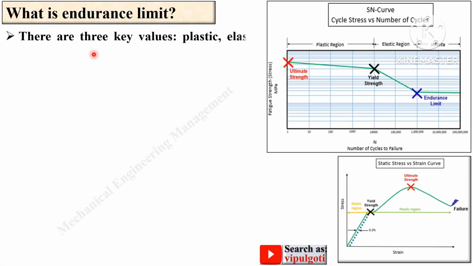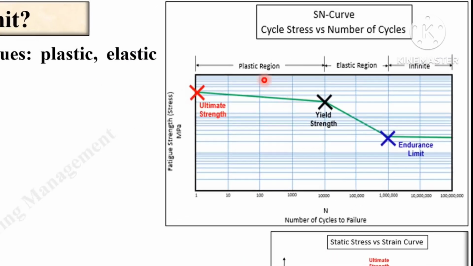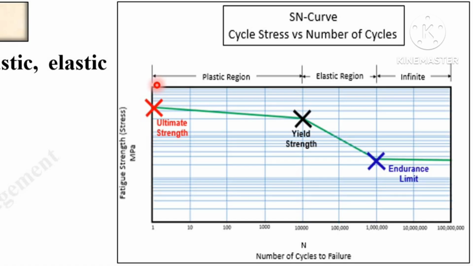Now there are basically three regions to understand the endurance limit: plastic, elastic and infinite life region. In this figure, from the ultimate stress to the yield strength, there is a plastic region. From yield strength to endurance limit is called the elastic region. And after this endurance limit is the infinite number of cycles. So there are three regions with respect to the number of cycles.